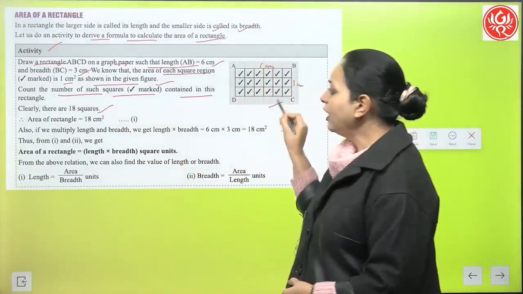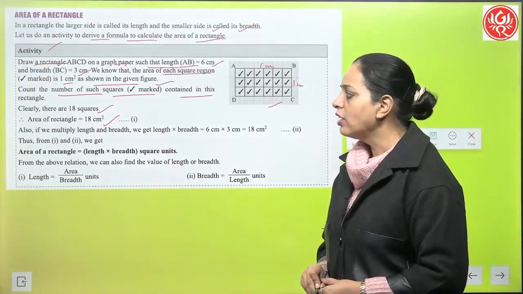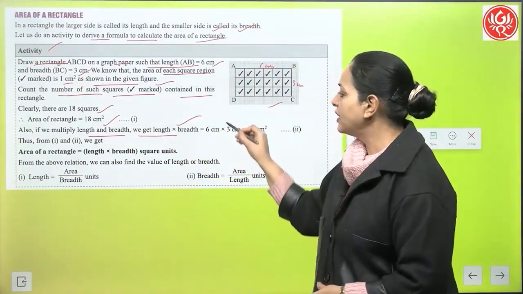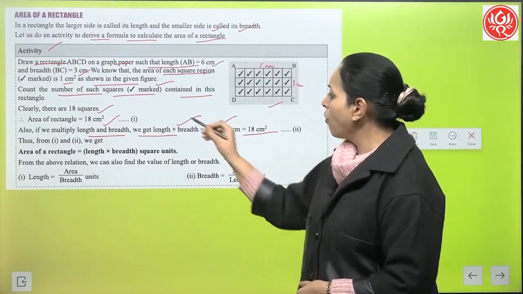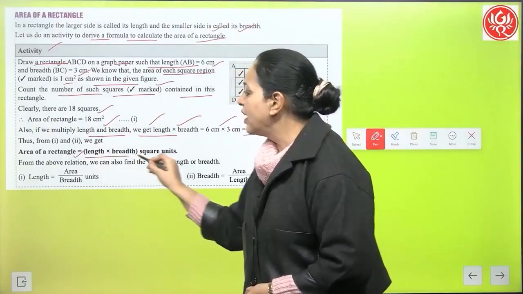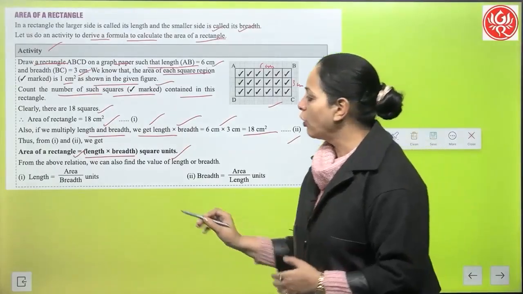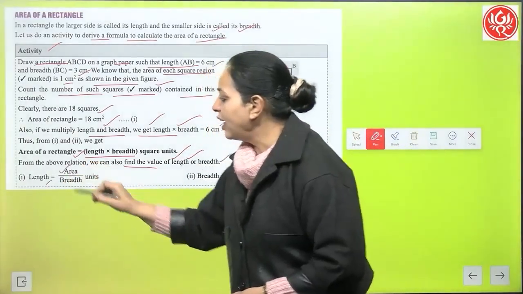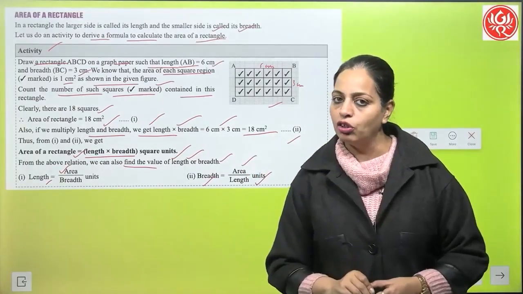Clearly there are 18 squares. So area of rectangle is 18 centimeter square, right? Also, if we multiply length and breadth, we get length into breadth, that is 6 into 3, which means 18 centimeter square. So from the first and second, we can say area of rectangle is length into breadth square units. From this relation, we can also find the value of length or breadth. Length is area upon breadth units and breadth is area upon length units, right?